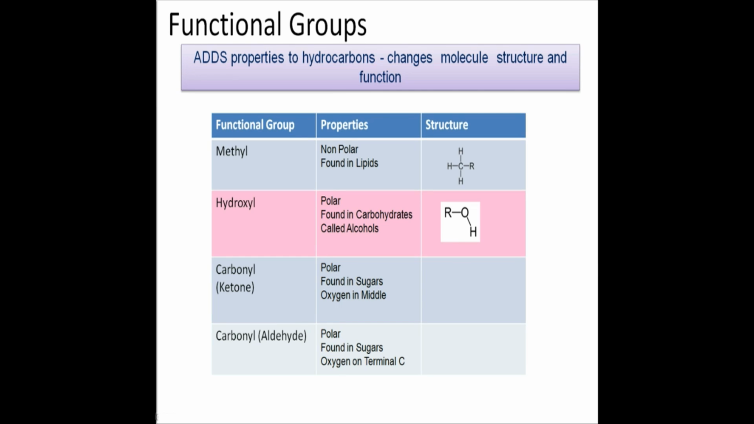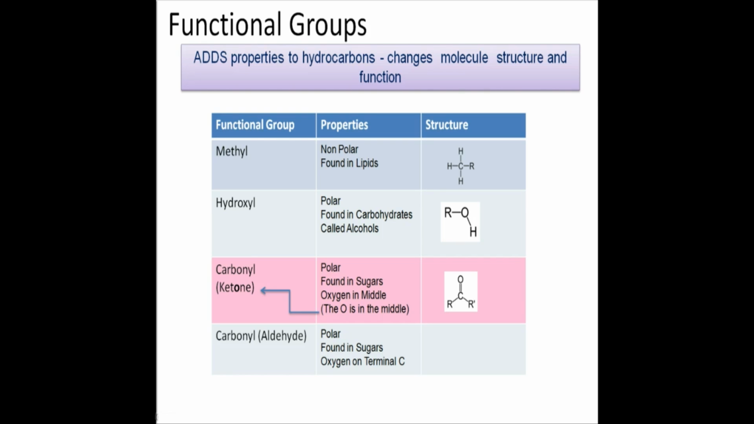Hydroxyl, normally an OH group. These are polar, found mostly in carbohydrates, and they are usually compounds known as alcohols. Carbonyl. This is where you have a double bonded oxygen. There are two forms of carbonyl groups. You have the ketones and the aldehydes.